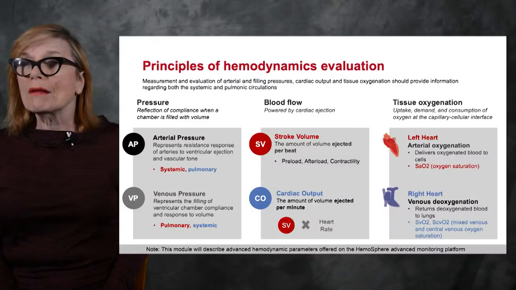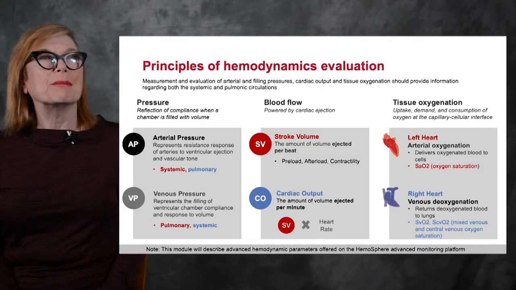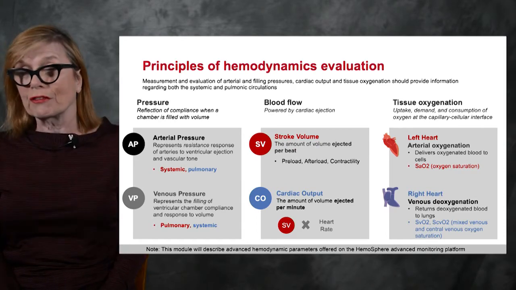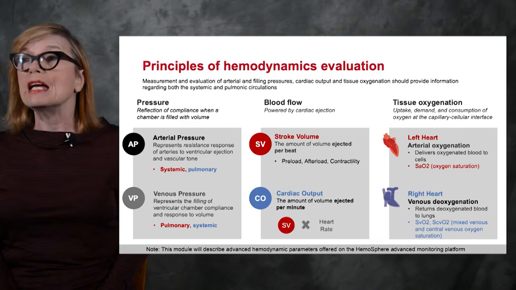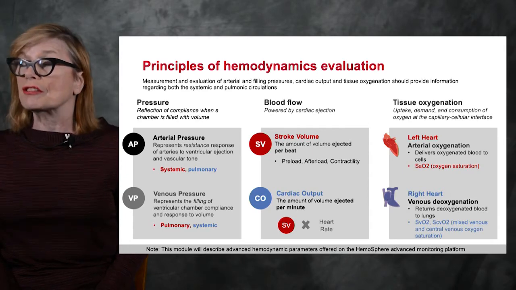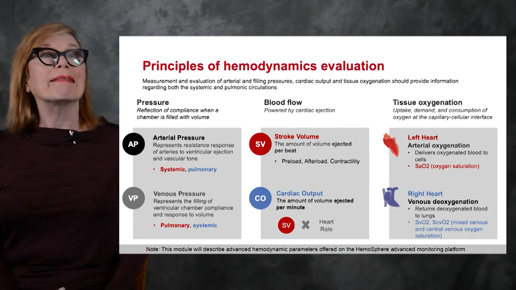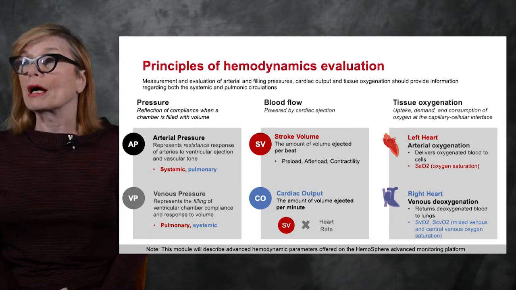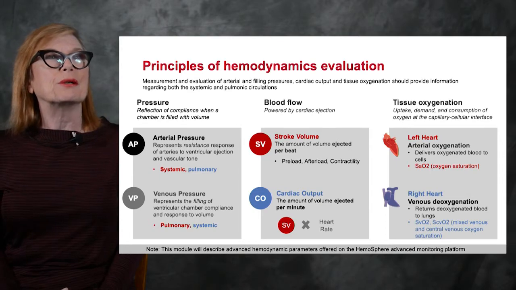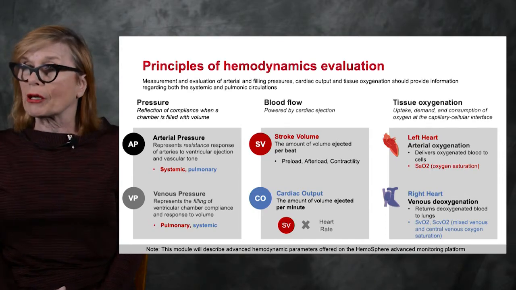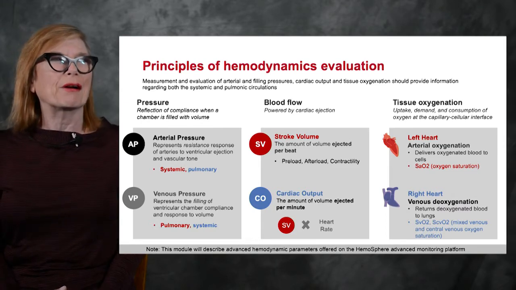So, one of the things we always think about in principles of hemodynamics is that we have two different groups of pressures. First of all, arterial pressure, which is the response of the arteries to the amount of volume ejected into them. And that's what, of course, gives us our systolic arterial pressure. And then the continuous column of pressure that drives perfusion, which is the diastolic pressure, and the average between the two, which is the mean. We can measure arterial pressure in the systemic arteries as well as in the pulmonary arteries.